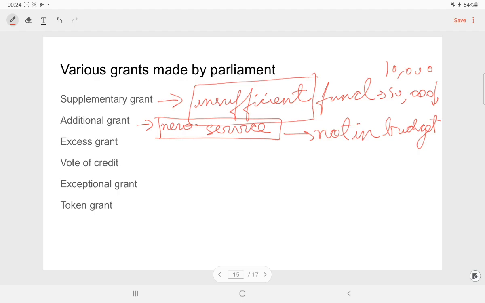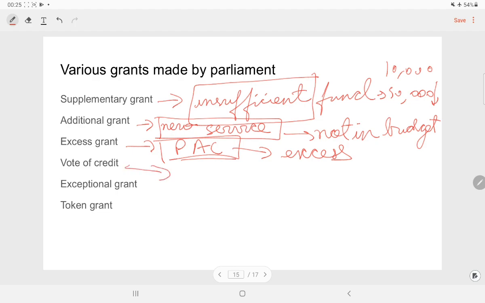It is voted by the Lok Sabha after the financial year, before the demands for excess grants are submitted to Lok Sabha for voting, and they must be approved by the Public Accounts Committee of Parliament. So the Public Accounts Committee should approve this excess grant. Here the keywords are two: PAC, Public Accounts Committee, and excess grants. It means excess money is required. I will definitely discuss what this Public Accounts Committee is.